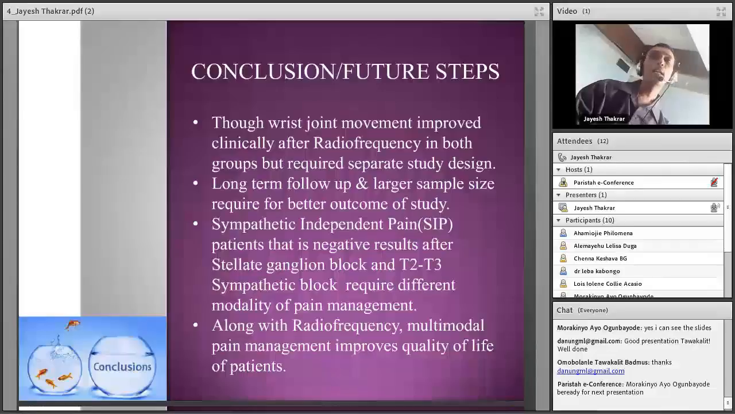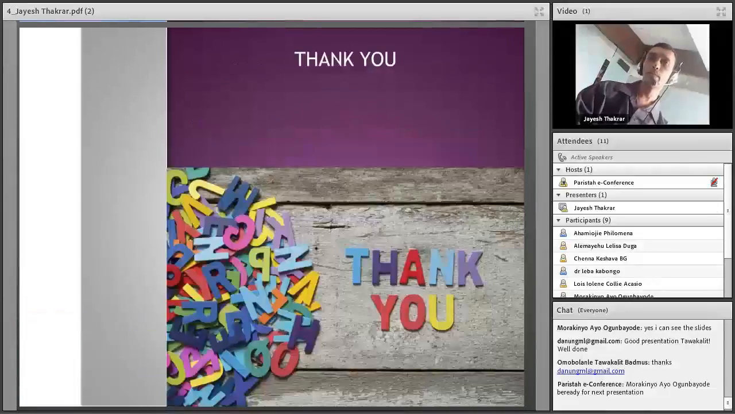Long-term follow-up and a larger sample size are required for better outcomes of the studies. Sympathetic independent pain, where the patient has a negative result after the stellate ganglion block and the T2 T3 sympathetic block, requires different modalities of pain management. Along with radiofrequency, multimodal pain management improves the quality of life of the patient.